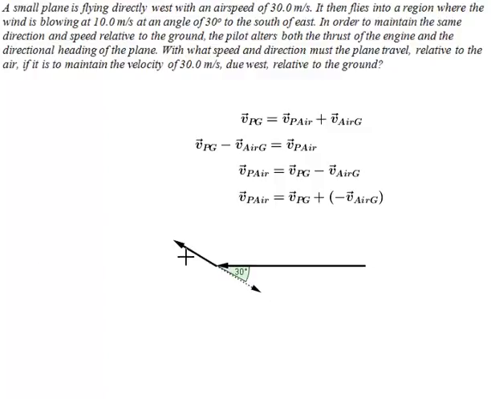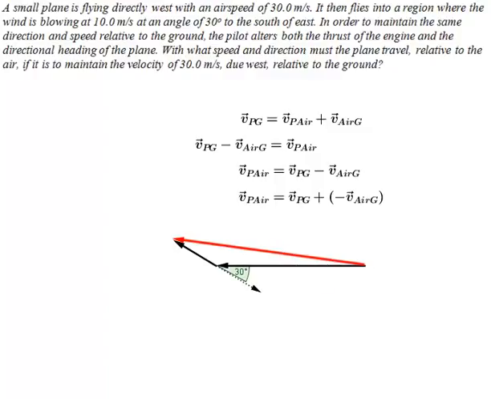So there we have it. So this is the velocity we're interested in. So this is the velocity of the plane relative to the ground, and this is the negative of the velocity of the air relative to the ground. So that's the negative of this. And what we want is now the sum of these two. And so this gives us the velocity of the plane relative to the air.